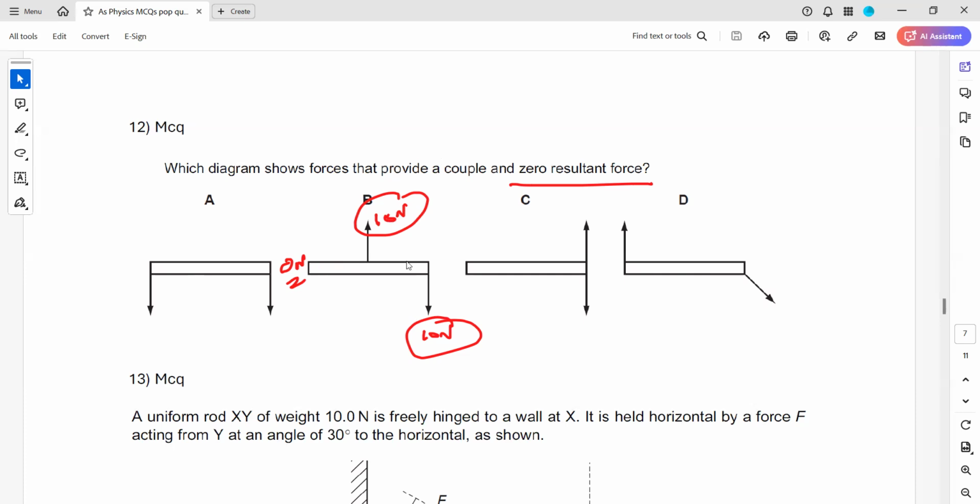If you consider a pivot anywhere, there will be a resulting turning effect. Even if I consider a pivot at this point, there will be a turning effect. One will cause clockwise, and this is also causing clockwise. So any point I consider as a pivot, I will always get a resulting turning effect. Is it clear now about the resultant force?